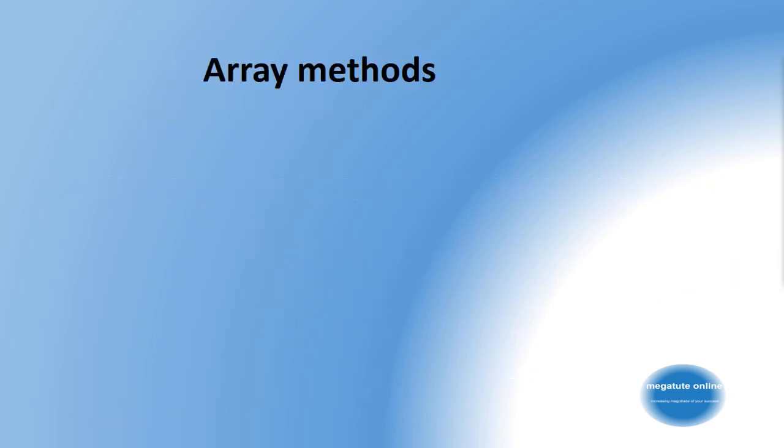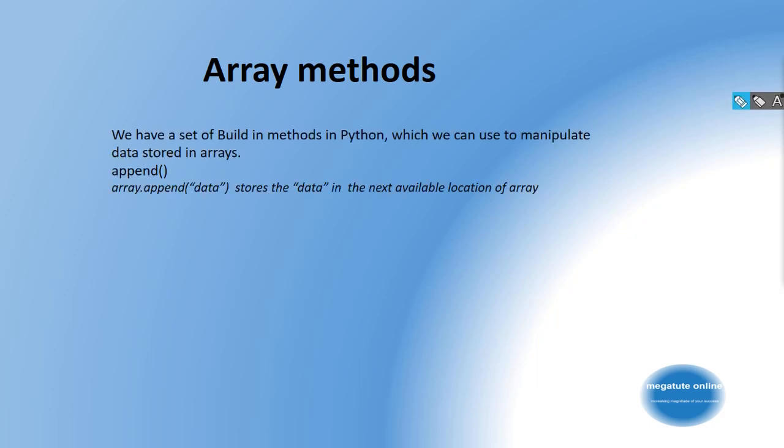Now we have some special inbuilt functions which we use with array. We call them array methods. So let's see one by one what they are and how we use them. The first array method is append, which we have already used in that previous example, where the syntax of it is array.append, and you put the data over here, whatever data you want to store, and that goes and gets stored into the array, the list that we have already seen in the previous example.